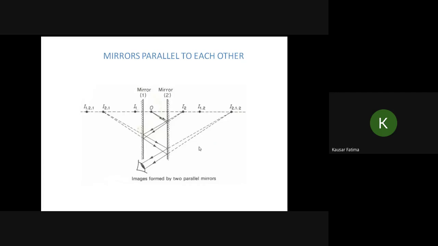So we see multiple images. That you need to know, so many images. It will go on. Here only 3 and 3 are shown, but you can see that this will be serving as an object for this one, and this will be serving as an object for mirror 2. So we will see a number of images. Just you need to know a little knowledge of it.